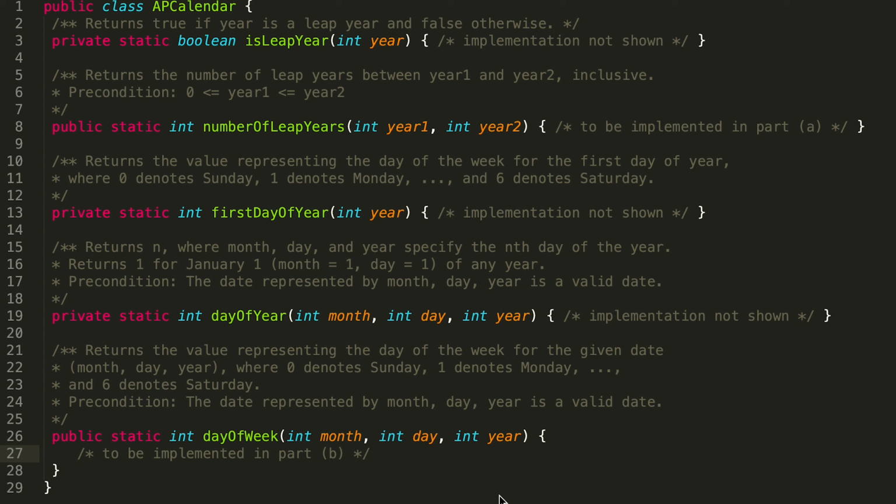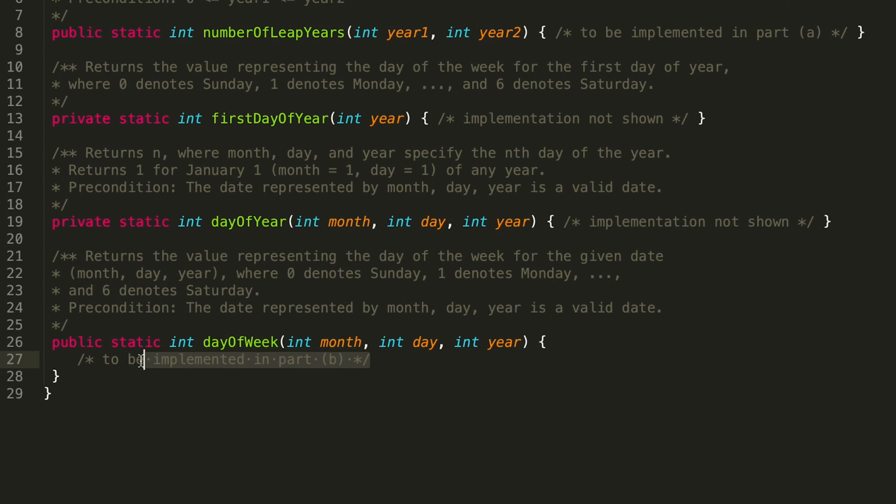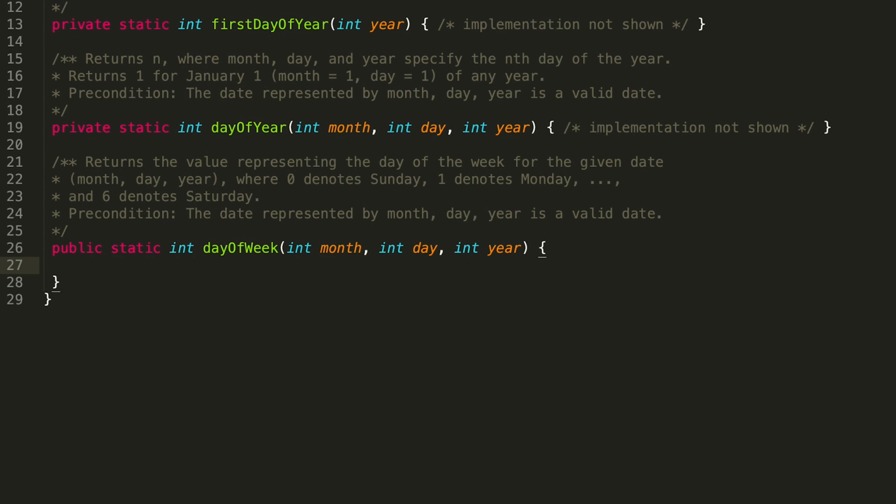Yeah, so in this problem, we're actually not going to be using the solution we wrote in part A, which was number of leap years. So we're only going to be using these two helper methods here, first day of the year and day of the year. Let's go ahead and jump into some of the pseudocode to sort of figure out where we need to go from here.